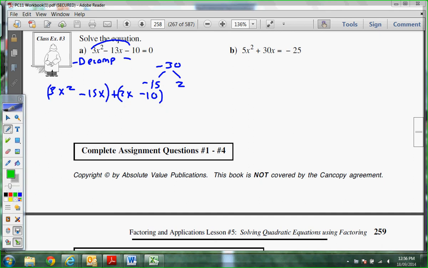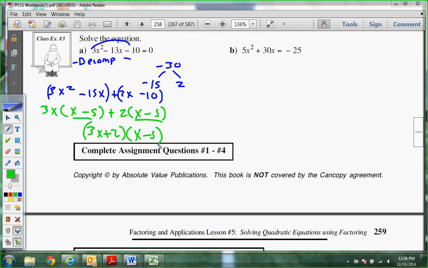All right, Tom, what am I going to pull out of the first piece? 3x. Okay. That gives me x minus 5. Okay, and Davin, I'm going to pull out the second piece. 2. Okay, we're happy. Those match. So now I have 3x plus 2 times x minus 5.